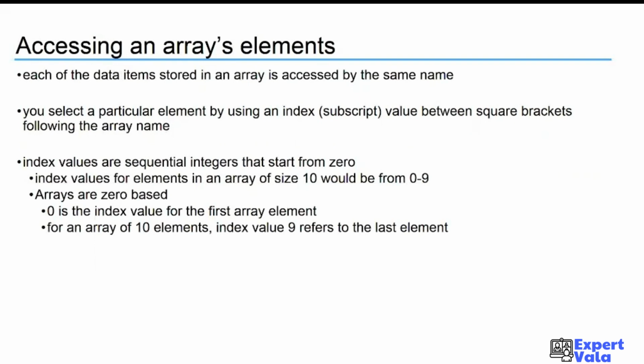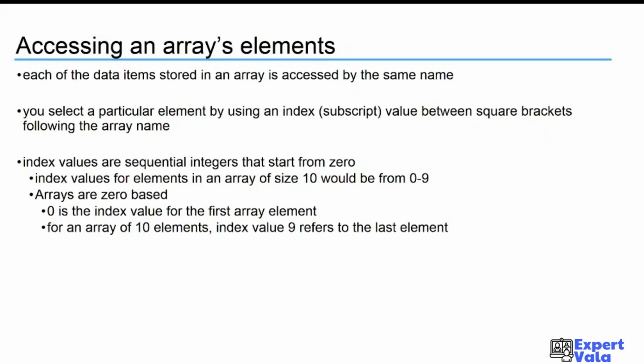This is basically saying that arrays are 0 based, so the index values for elements in an array of size 10 would be from 0 to 9. 0 is going to represent the first array element, and 9 is going to refer to the last element in an array of size 10.